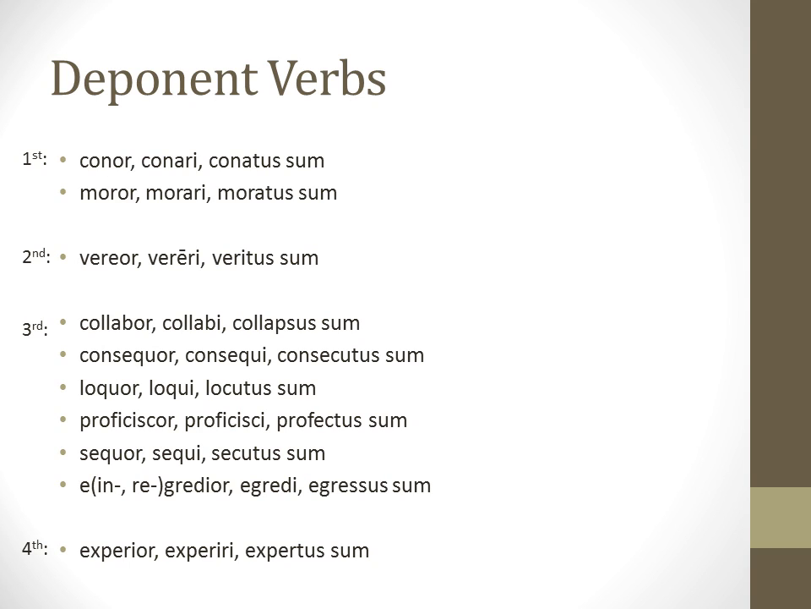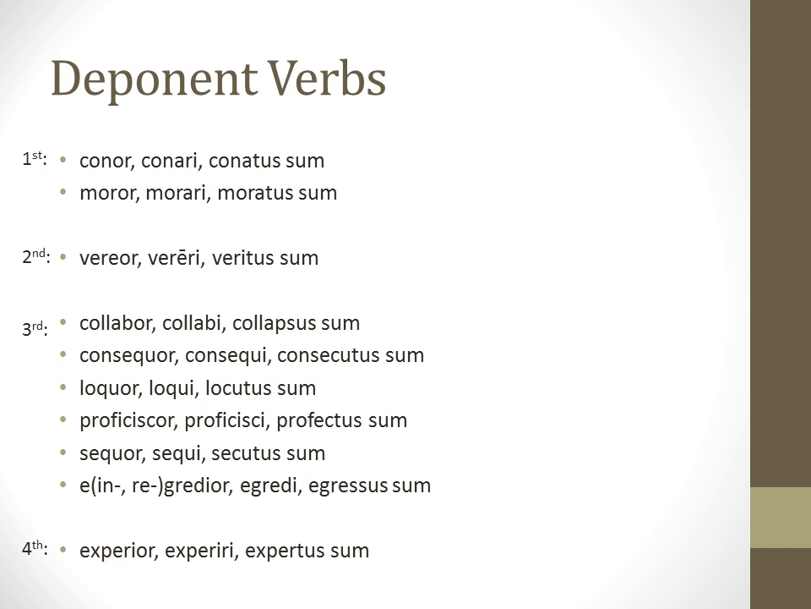In the third conjugation, we have a few. Collabor, collabi, collapsus sum means to collapse. Consequor, consequi, consecutus sum means to catch up or overtake. Loquor means to speak. Proficiscor, to set out or leave. Sequor means to follow. And then gradior means to go, and depending on the prefix, you can go in a different direction. So egredior, you can go out or leave. Ingredior means to enter. And then regredior means to return or to go back.